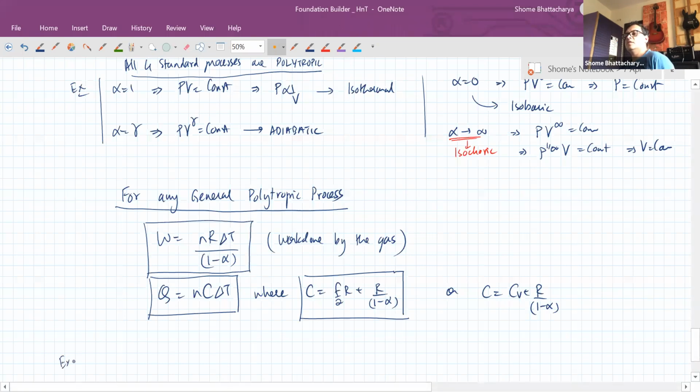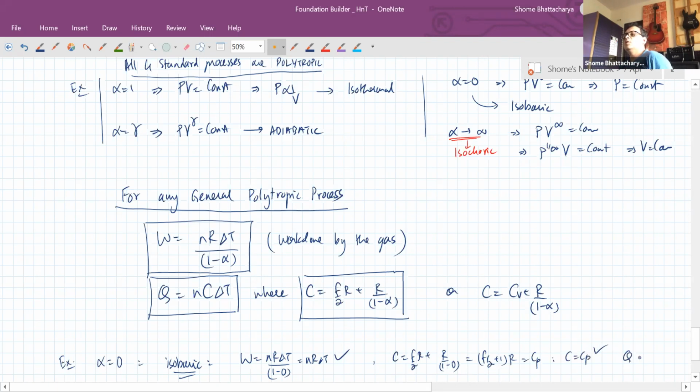So for example, you can see that the case of alpha equal to 0 is an isobaric process. So work done is given by nR delta T upon 1 minus 0. And this is correct. That is the formula for isobaric process. Then C is given by f by 2 R plus R upon 1 minus 0. So that is f by 2 plus 1 into R. So that is Cp only. So C is equal to Cp and Q is equal to nCp delta T. So this is just one example.